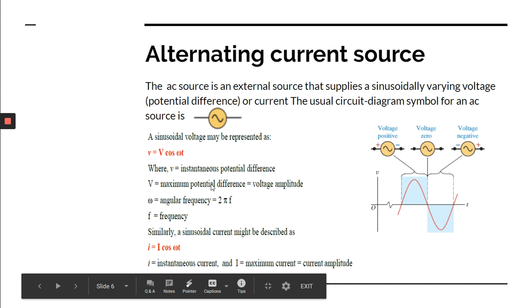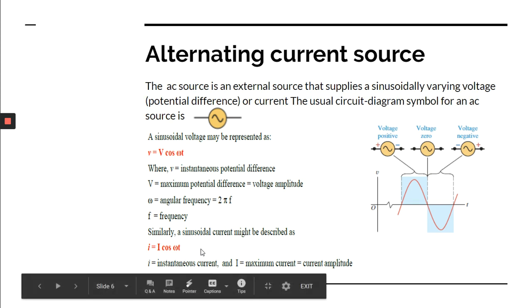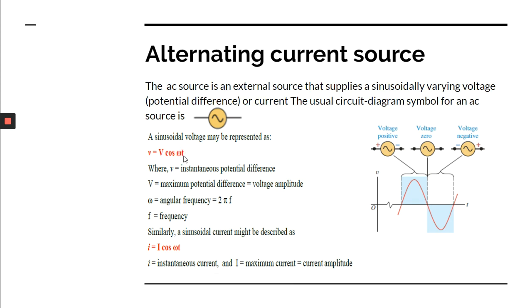But if in a particular circuit you are representing V equal to V cos omega t, and in that circuit you are saying I equal to I sin omega t, what does it mean? You can represent this as cos(omega t minus pi by 2) also. That means there is a phase difference of pi by 2. So this omega t is also known as phase.